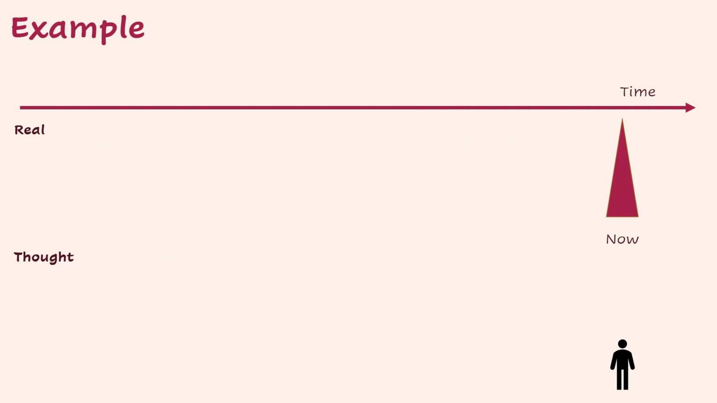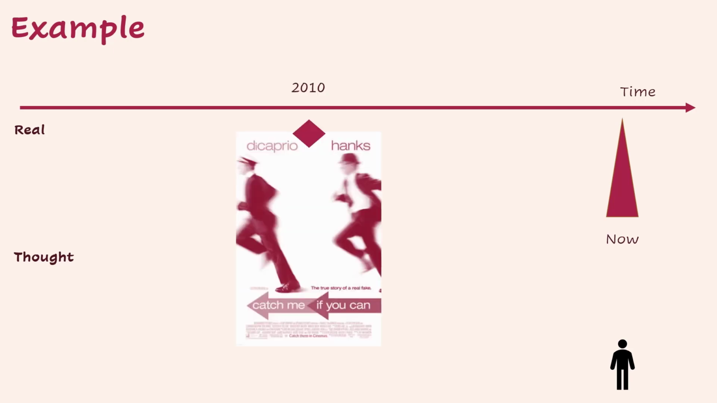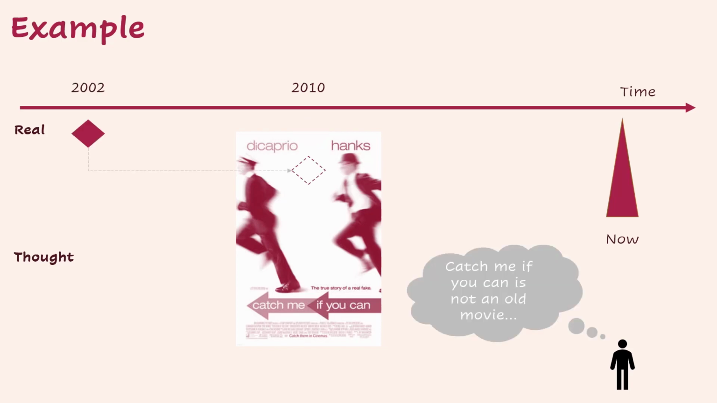I was having a conversation with a colleague that is a new hire, coming directly from the university, and somehow the movie Catch Me If You Can came into the conversation. He said, "Oh, that old movie." I said, "It isn't old, it's from 2010." But the reality is that the movie is from 2002. So this is an example of forward telescoping.